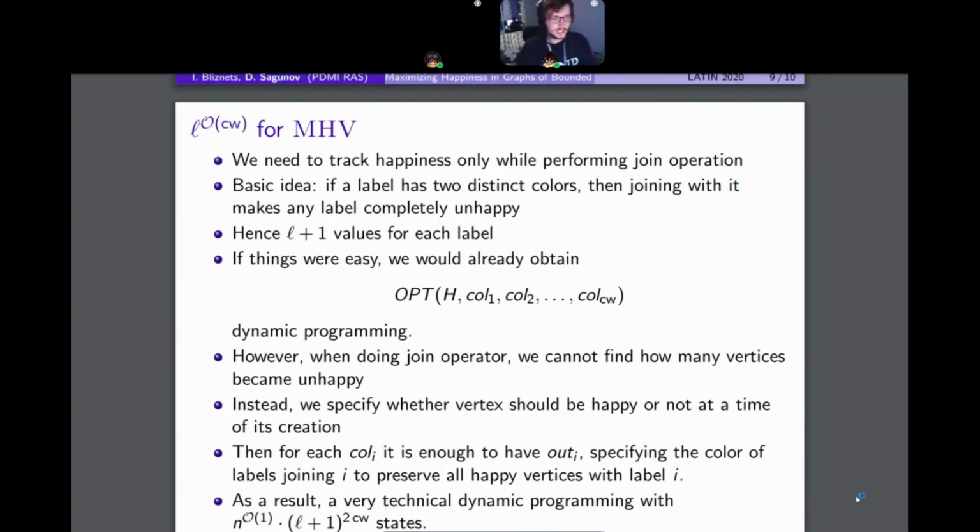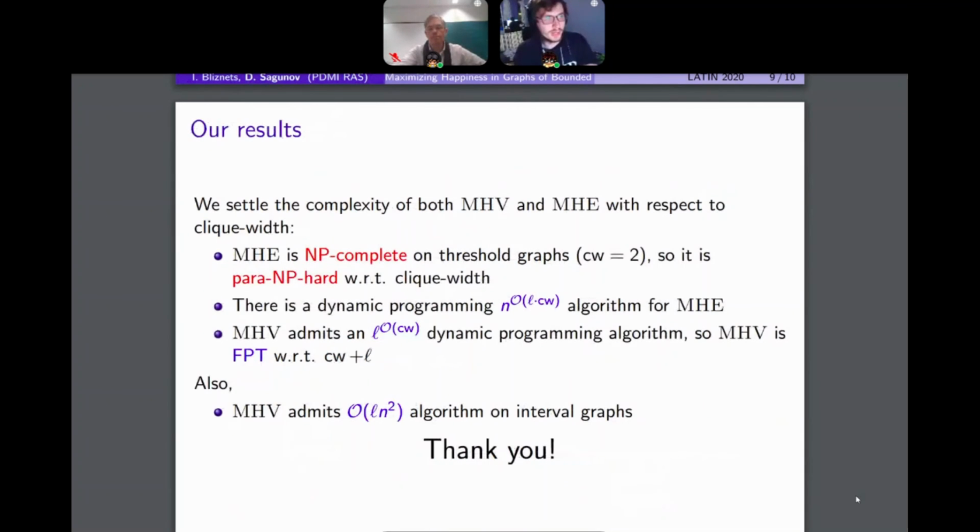And as a result, we obtain a very technical dynamic programming. It's really quite technical, but the ideas are quite simple. The write-up is quite long because of the number of states. And this is all I had to say. This is a really brief explanation of our results. So thank you very much.